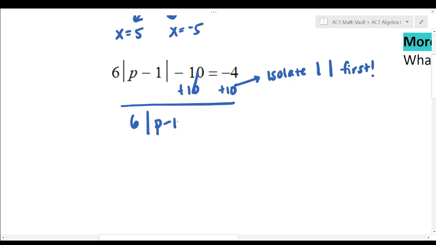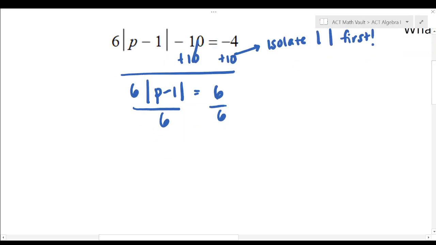6 times the absolute value of p minus 1 equals 6. I do not want to divide the 6 first. I want to add the 10 first. And that's basically because I wouldn't want to divide this 10 by 6. That would make it pretty complicated. All right, so I'm continuing to isolate the bars, dividing by 6 on both sides. We have absolute value of p minus 1 equals 1.